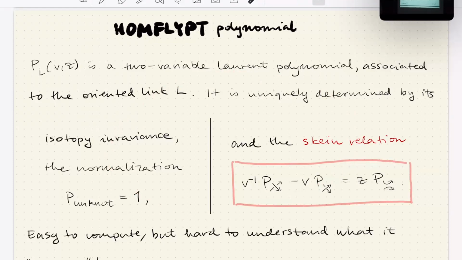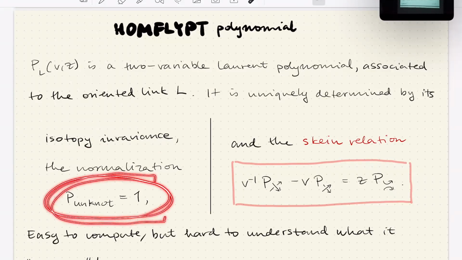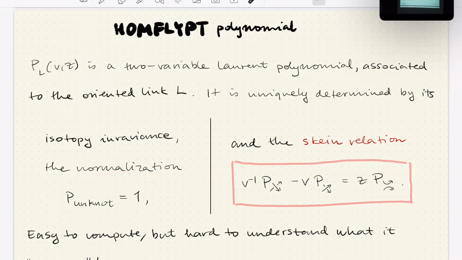You associate such a thing to an oriented link, L, so the input needs to have an orientation on it. And the way this is determined is that, well, of course, it has to be an invariant. Isotopy invariance is a key property. It's normalized at the unknot being evaluated to 1, fairly natural. And then the key and most important thing is the skein relation that this thing satisfies. There will be a very concrete computation of the HOMFLY polynomial later, so you will see how this works. But, well, maybe you do know how it works.